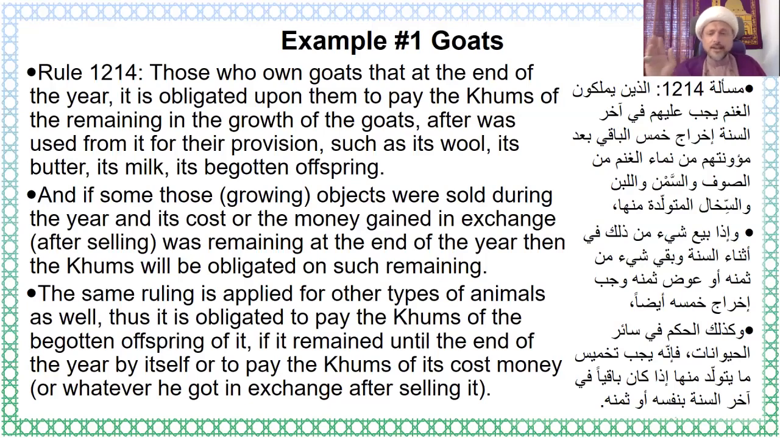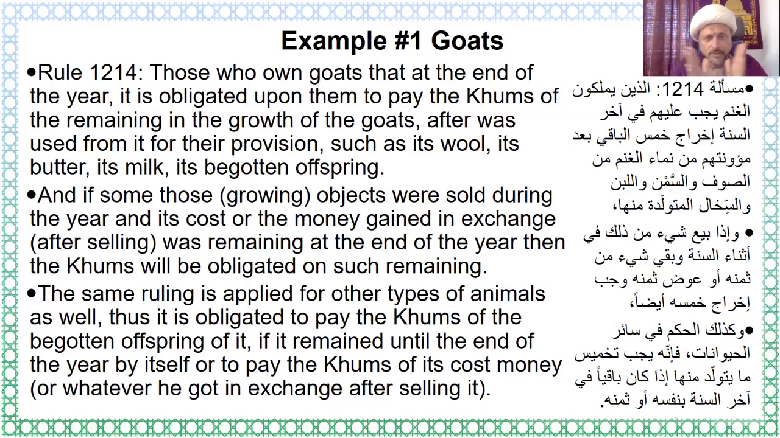And the same ruling applies to all other animals. A similar rule will be applied to the other animals. It is obligatory to pay the khums of whatever is begotten from it, if it is remaining by itself at the end of the year, or you sold it, or its cost after selling it remains. Okay, the substitute of it after selling it, it remains.